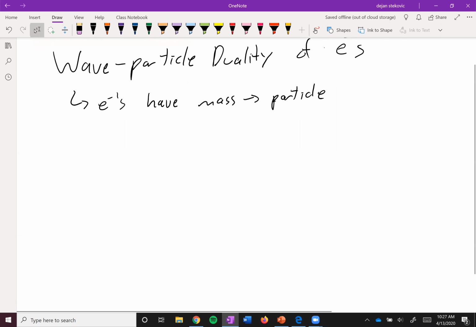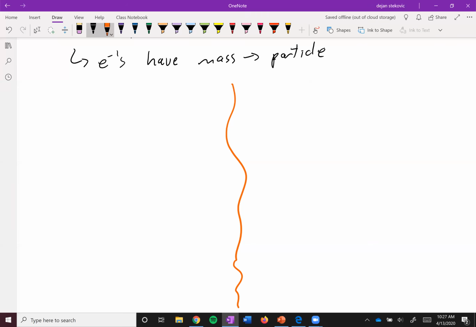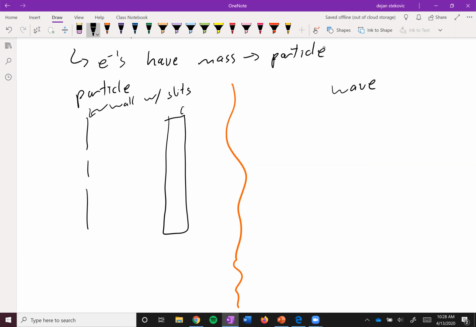So let's take a look at a famous experiment that was run with these electrons, and it's called the two-slit experiment. Here we'll take a look at a particle view, and here we'll take a look at a wave view. So there's a wall with two slits, and then there's some kind of detector in the back.